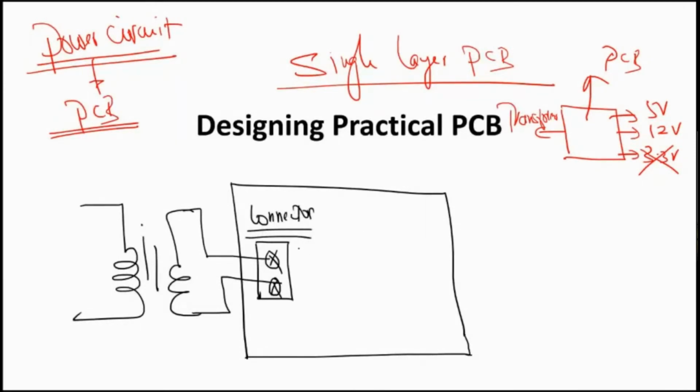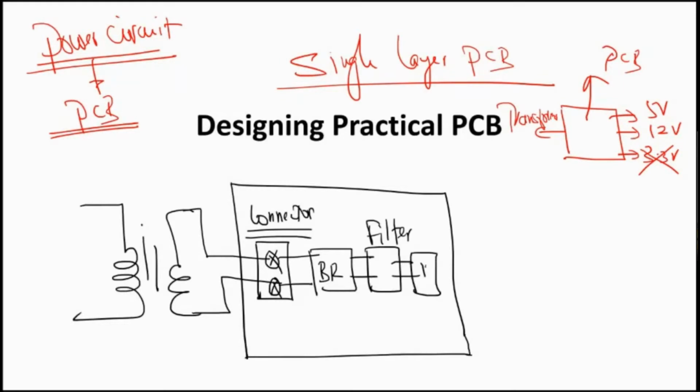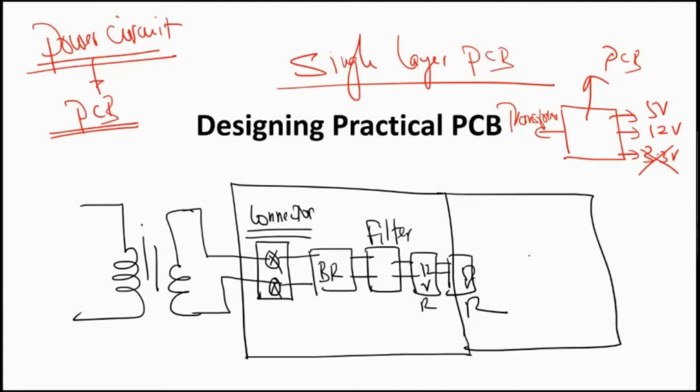Starting from the secondary, I should have a bridge rectifier, and then I should have a filter. Then I should have voltage regulators. First I want a 12 volt regulator. Then I want to have a 5 volt regulator. Then the board should have connectors for taking 5 volt and 12 volt.